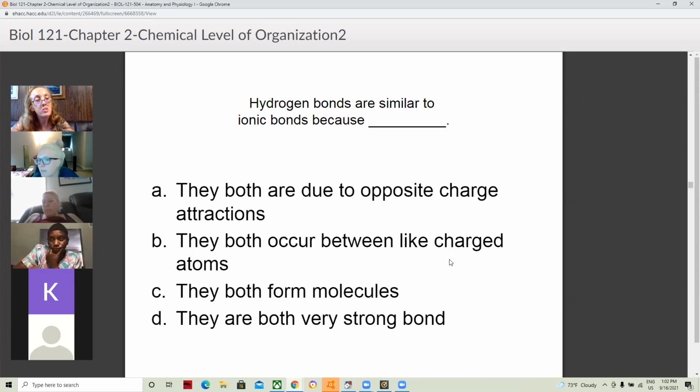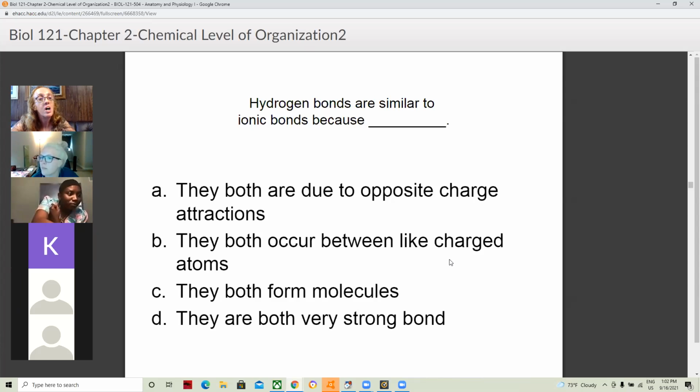If covalent ones are the strongest, what bond is next in its strength? Ionic. Perfect, yes. What one is next? Hydrogen, right. And the last one is the van der Waals.